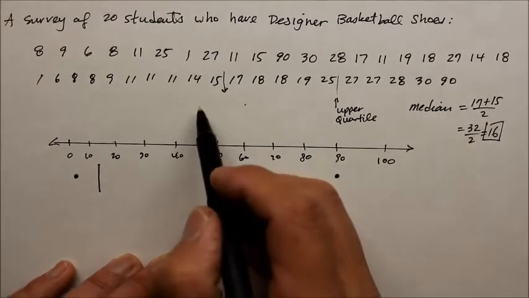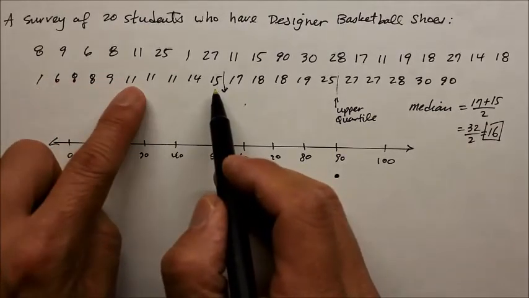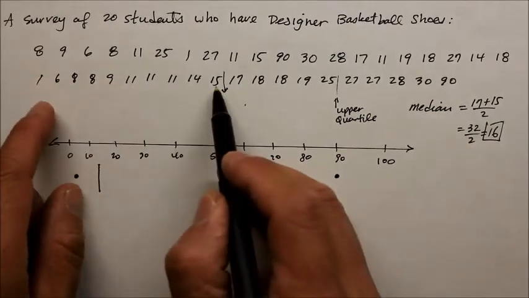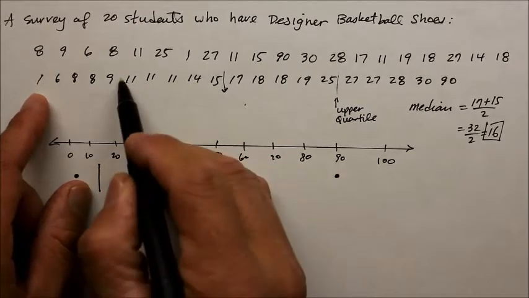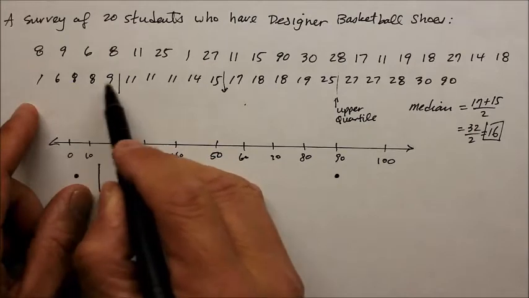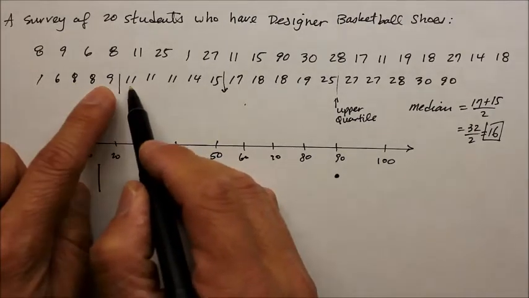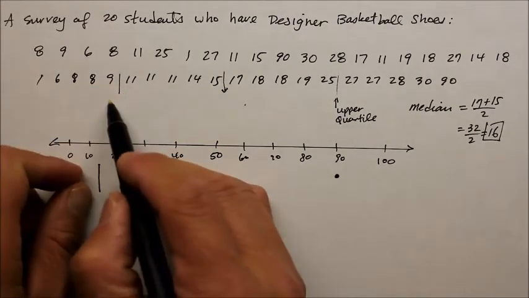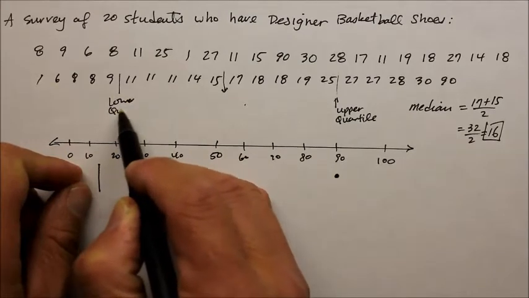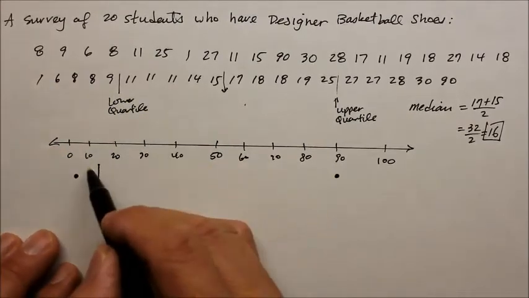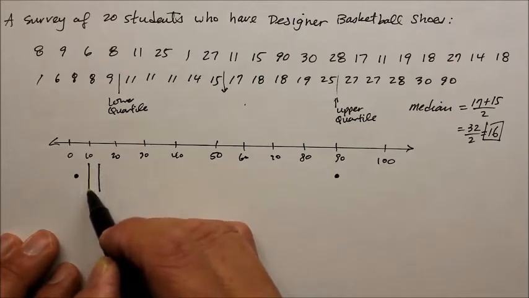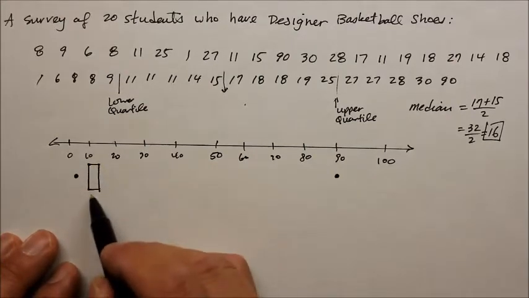And the lower quartile is the middle of the lower half. So we're going to count 5 in each direction as well. And between 9 and 11, of course, is the 10. And that's going to be the lower quartile. And so, here is the lower quartile at 10.